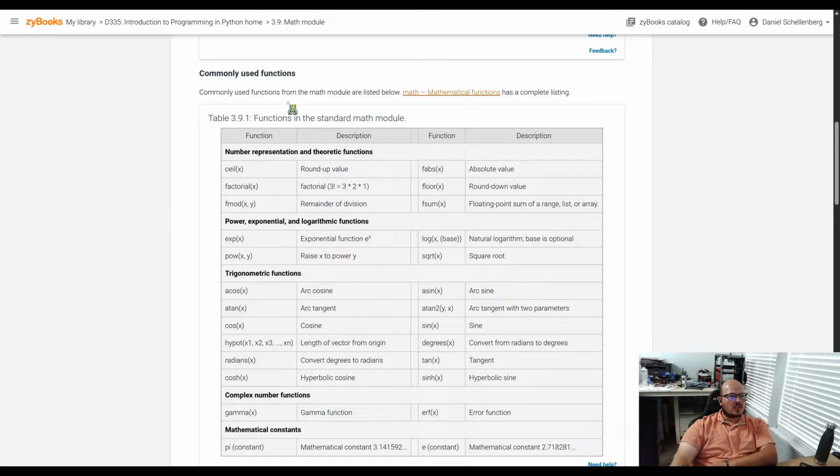Commonly used functions from the math module are listed below. Has a complete listing.